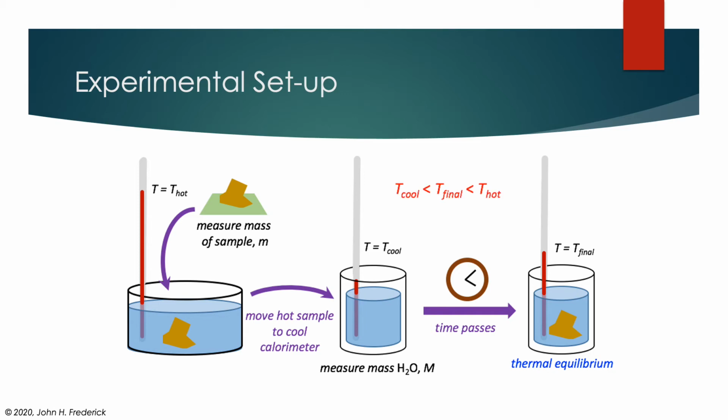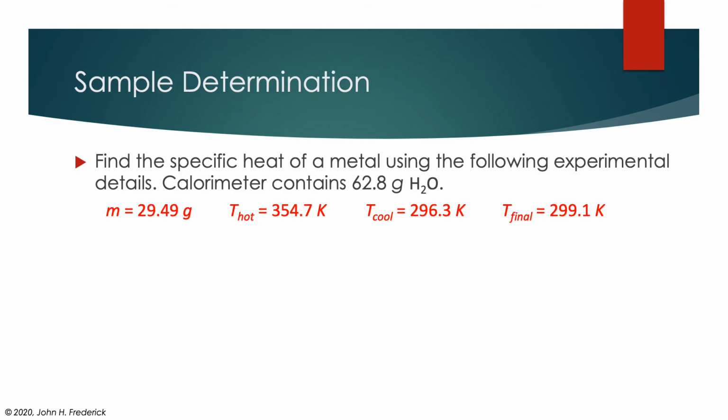So those three temperatures are related as follows. T hot is the hottest of the three temperatures, T cool is the coldest of the three temperatures, and T final, which represents the thermal equilibrium between the hot sample and the cool calorimeter, is somewhere in between. So let's use some real numbers and see how this works in principle.